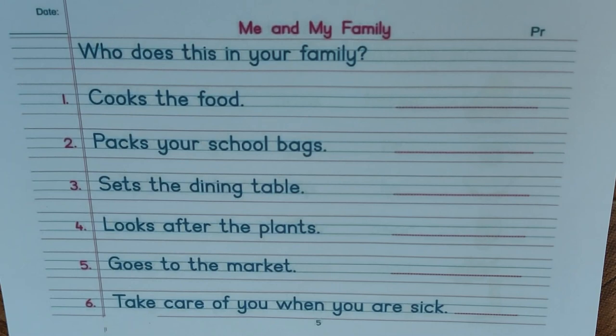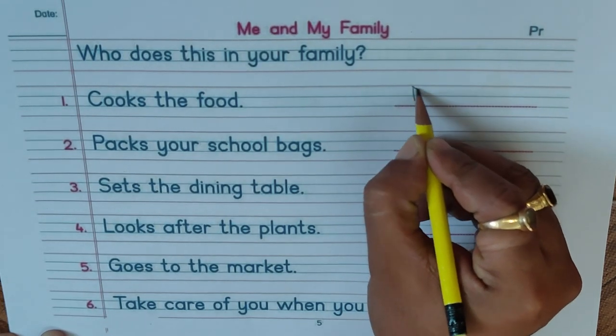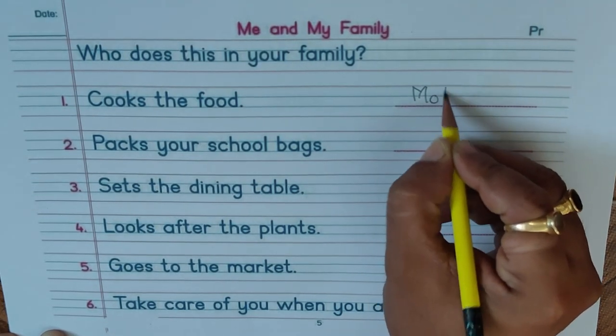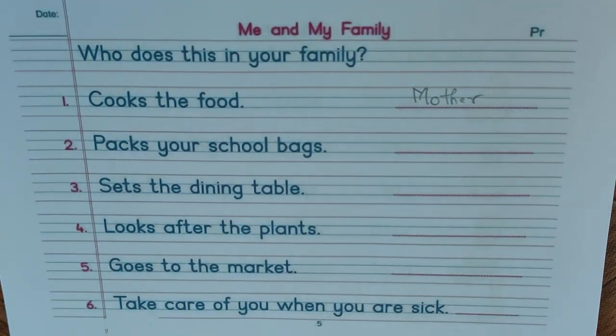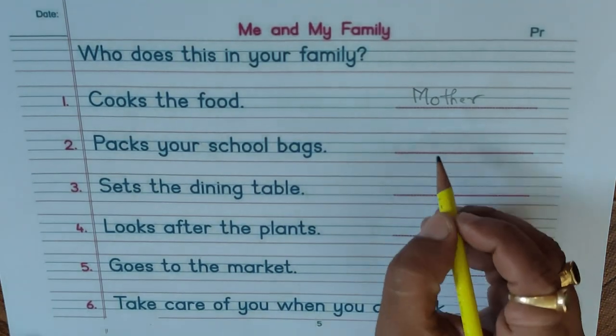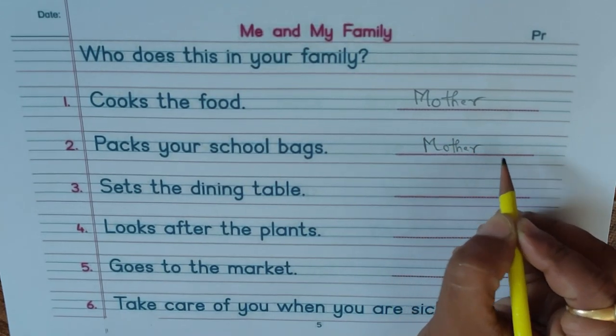Next is, who does this in your family? For example, if I consider my family, who cooks the food? So cooking the food is done by my mother. So I'll write mother over here. Next, packs your school bag. I do not go to school, but my son goes to school. Who packs his bag? His mother. So you will write over here mother.